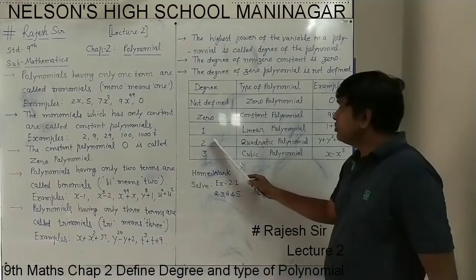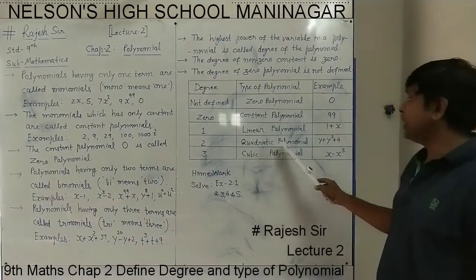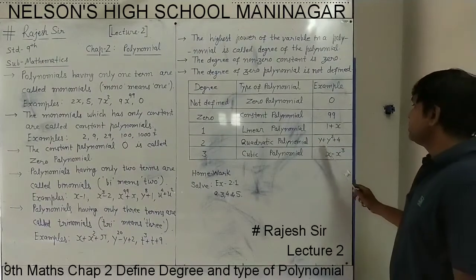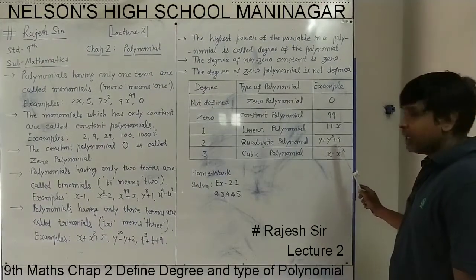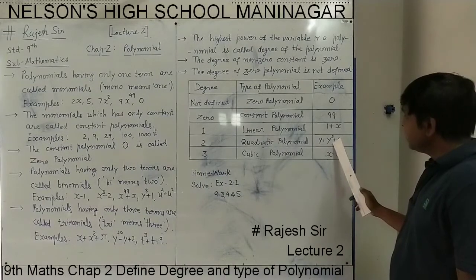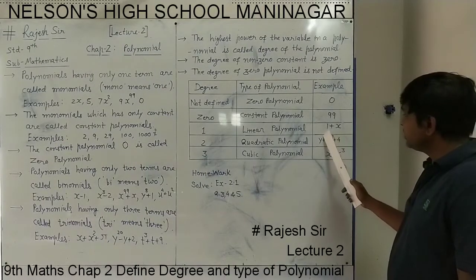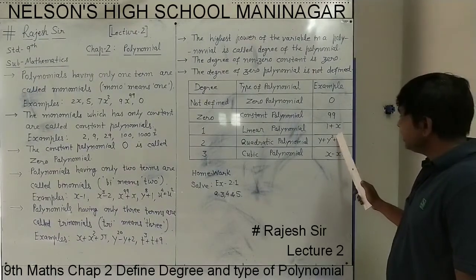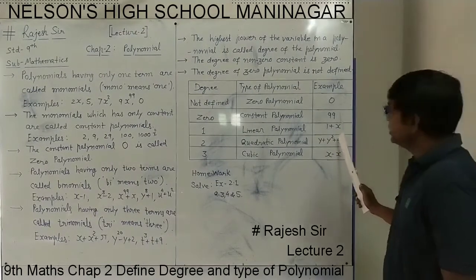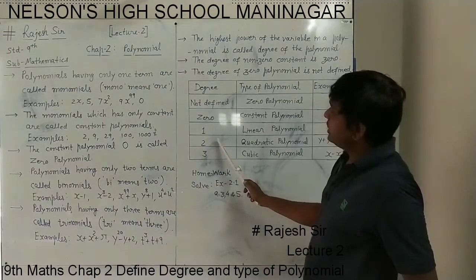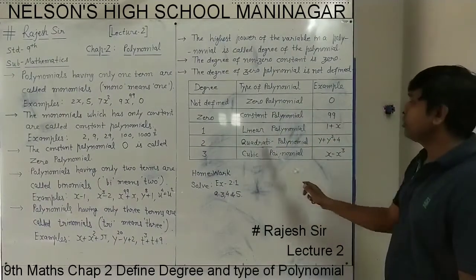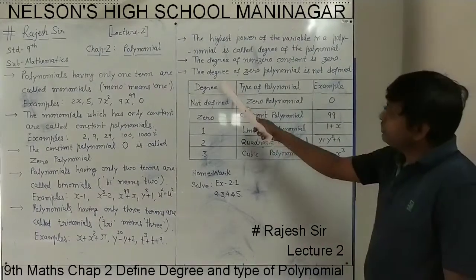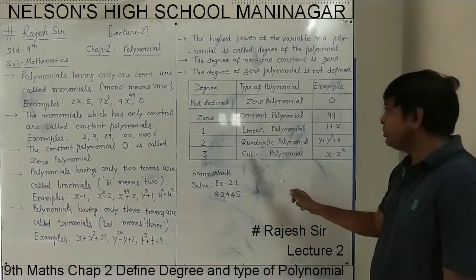If the degree is 2, we will say the type of polynomial is a quadratic polynomial. This is one example. This is a polynomial in y, and y has the highest power as 2. Here it is 1, here it is 2, so the highest power is 2. The highest power is called the degree of this polynomial. So the degree is 2 here, and if the degree is 2, this type of polynomial is called a quadratic polynomial.